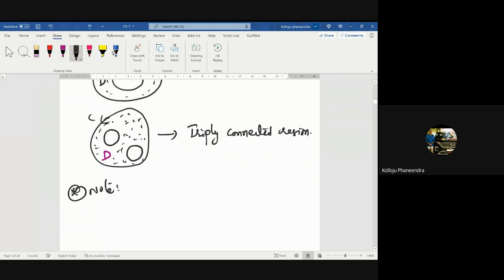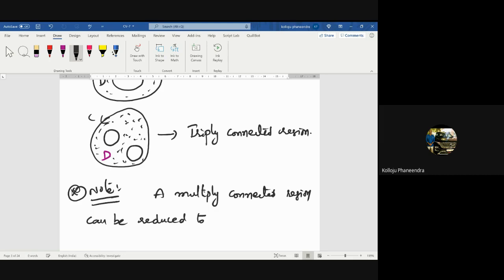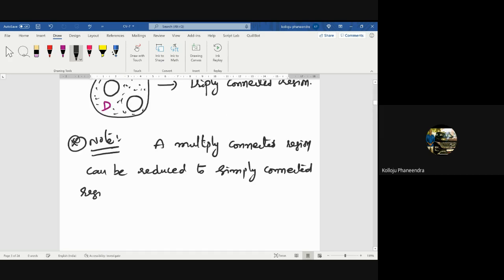And the most important point is a note. What is that note? A multiply connected region can be reduced to a simply connected region by taking cuts. By taking cuts. Okay. Example.